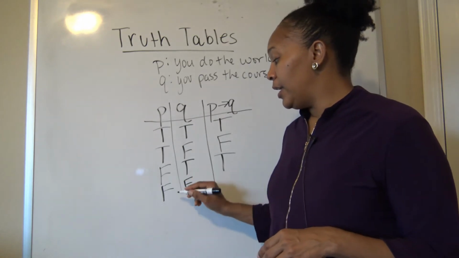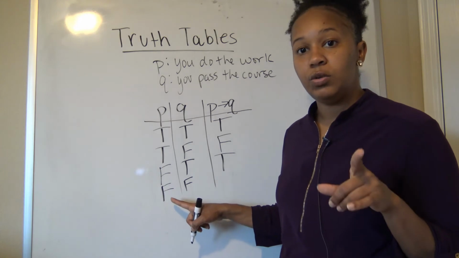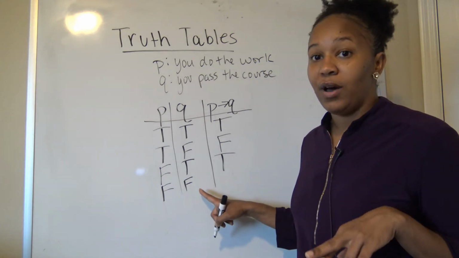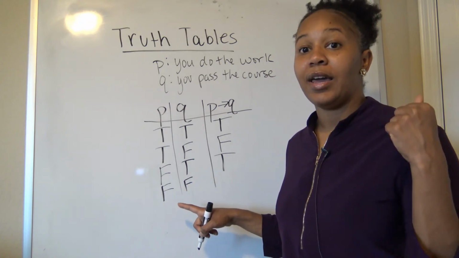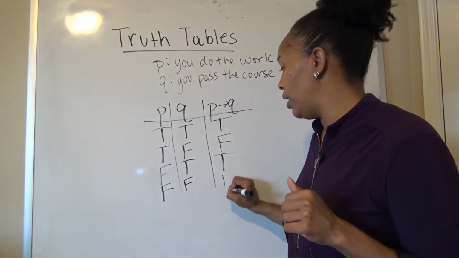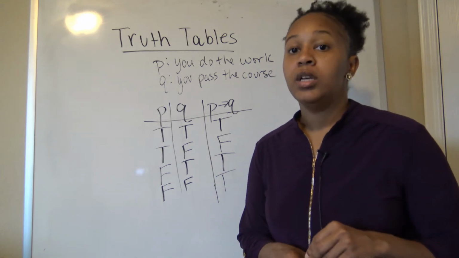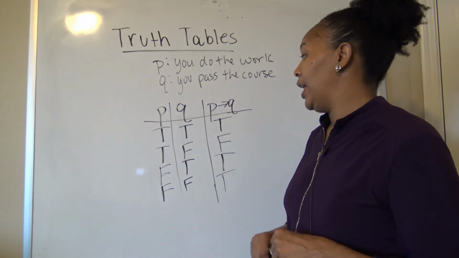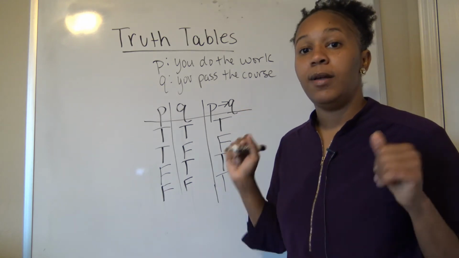All right. Now in the last case scenario, if P is false, you didn't do the work, and Q is false, meaning you didn't pass the course, then again, I kept my promise. I did not let you down. And so the if-then statement would be true. Alrighty. So I kept my promise, and these would be the situations for the if-then statement.